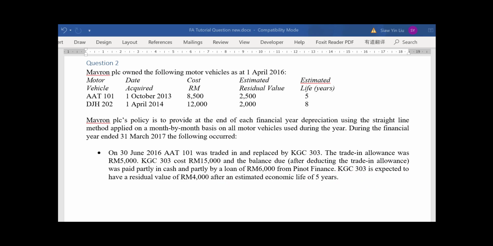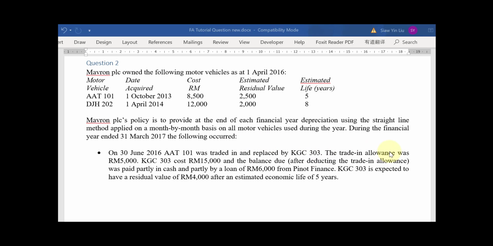Okay, now we come to question number 2. In these questions, you have AAT and DJH. So we'll explain about AAT first. If you look at AAT, these questions have using this car to change with another car, in which AAT is changed with KGC.